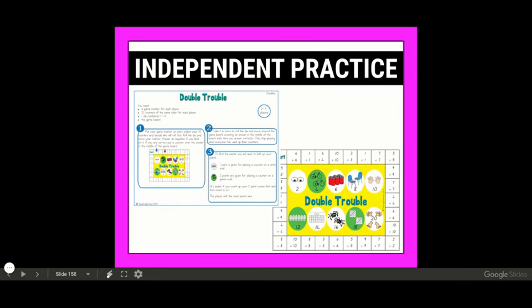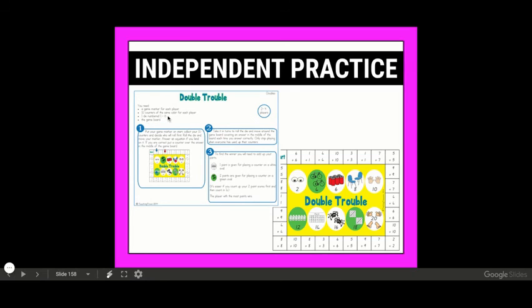Your independent practice today is called Double Trouble. So this is going to be another fact practice game. And today you are going to be practicing doubles facts. So you have both an instruction page and a game board. And if you picked up the supplemental worksheet packet, this will be in it. But what you're going to need is the game board.